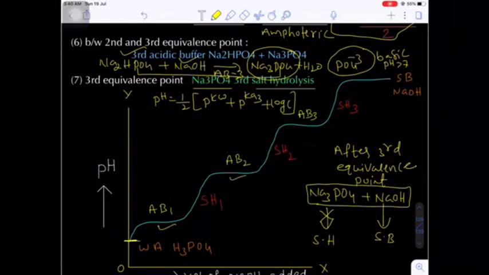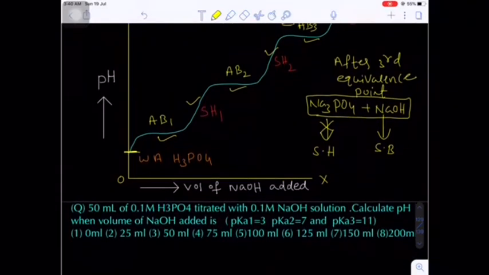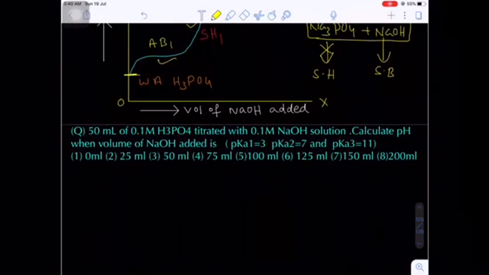Now this is the pH curve graph. Okay, now here first we have the weak acid. Now we have the first acidic buffer, second acidic buffer and third acidic buffer. We have the first salt hydrolysis, and second salt and third salt, and after crossing the third equivalent point, let's suppose you are still adding the NaOH, and finally in the mixture you have sodium phosphate and NaOH, and the solution pH is decided by the strong base, that is the NaOH.